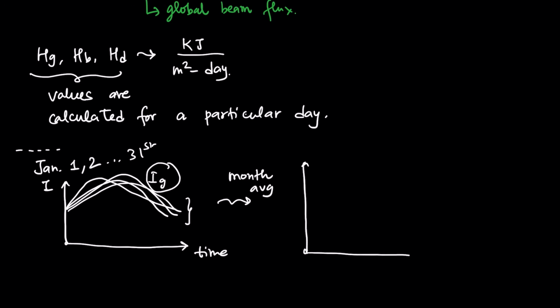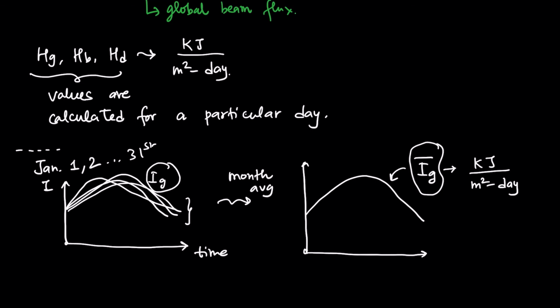That's why we want all these graphs to give a particular average value. Okay, for a monthly average, we just draw a single line, and this line represents the value of IG on a basis of monthly average. So we represent it by drawing a bar over it. Okay, and the unit is kilojoule per meter square day. And we have calculated it on the basis of the monthly average.